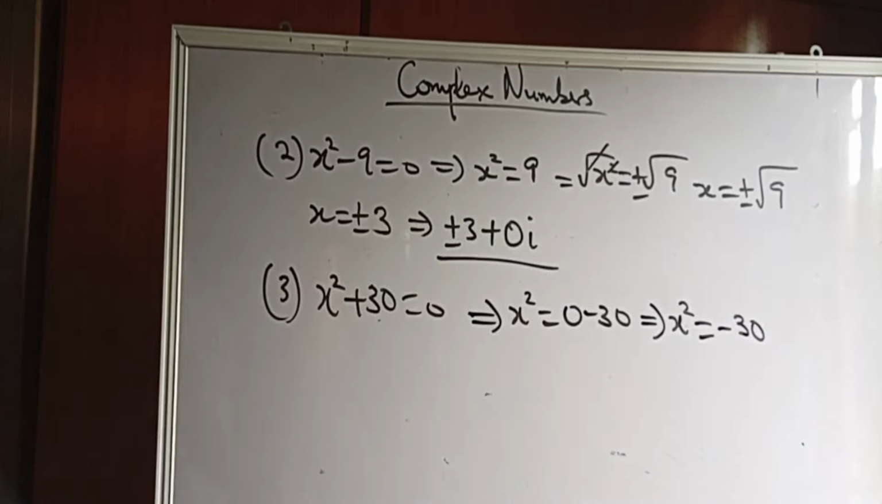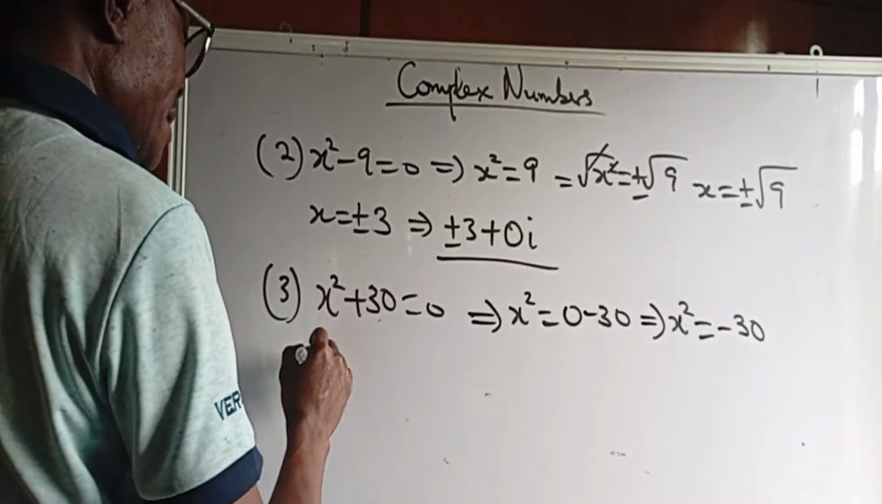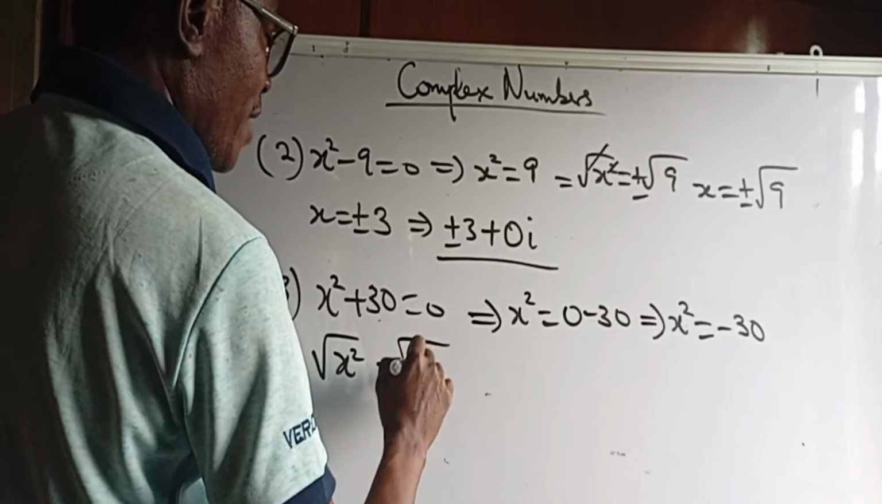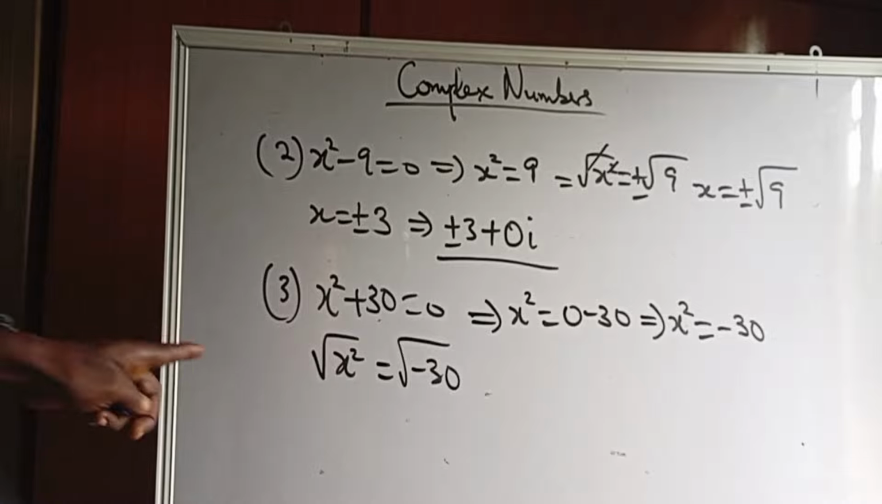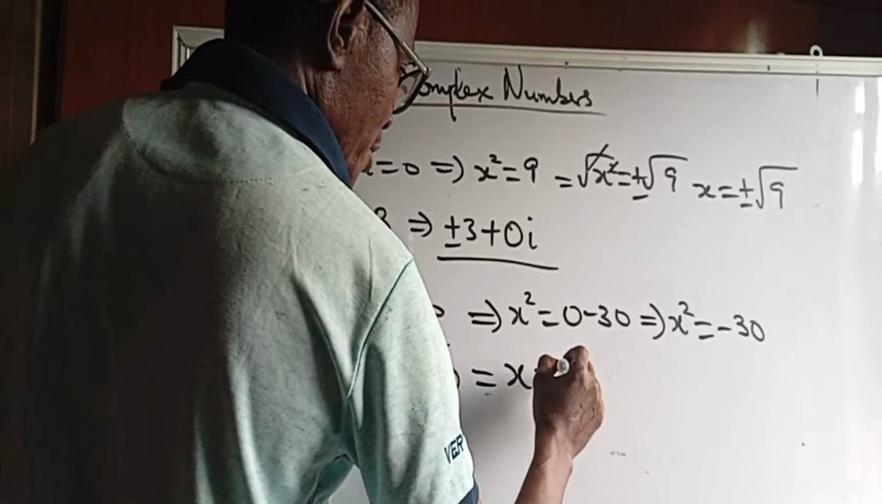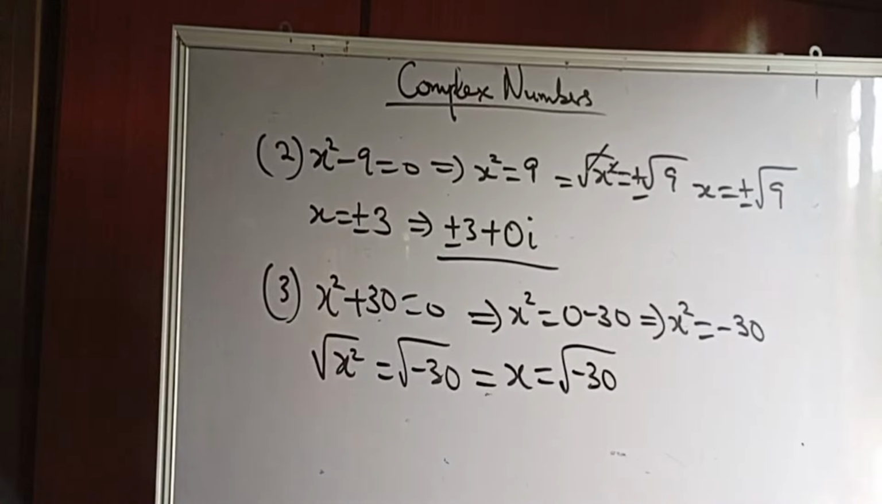Now, how do we get the value of x here? Find the square root of both sides, like we did in the second case. That's the square root of x squared is equal to the square root of minus 30. Now, what is the square root of x squared? That will give us x equal to the square root of minus 30.